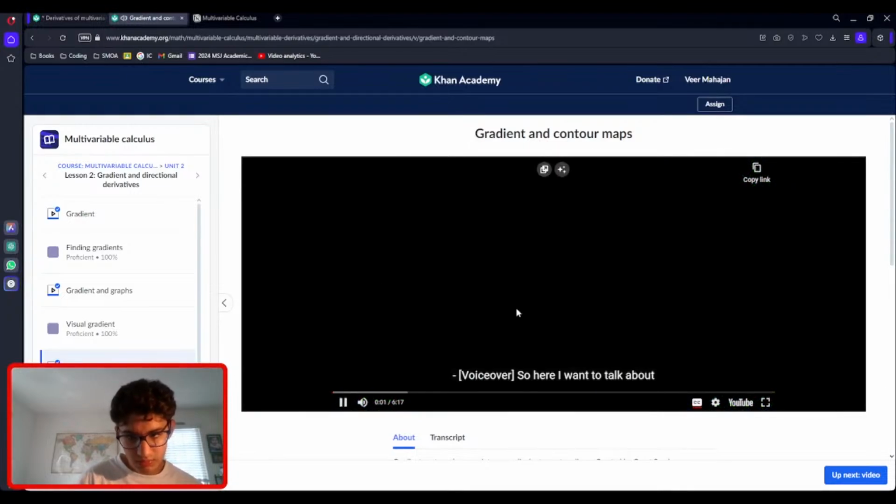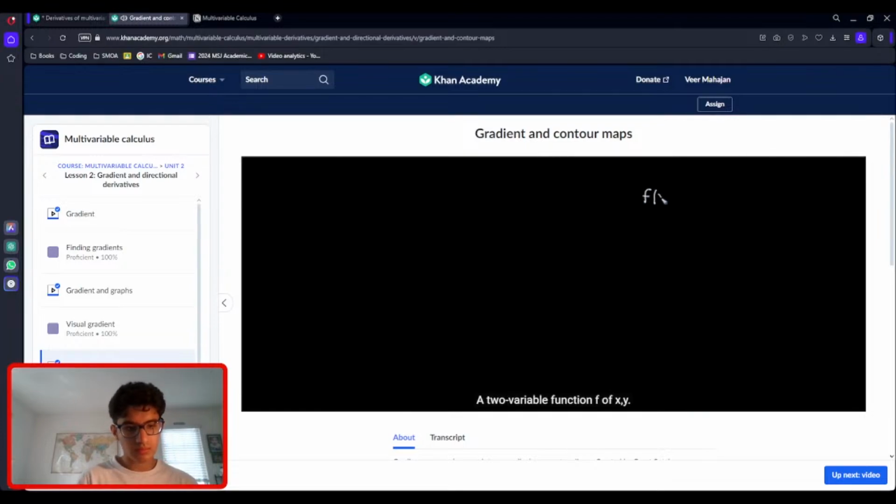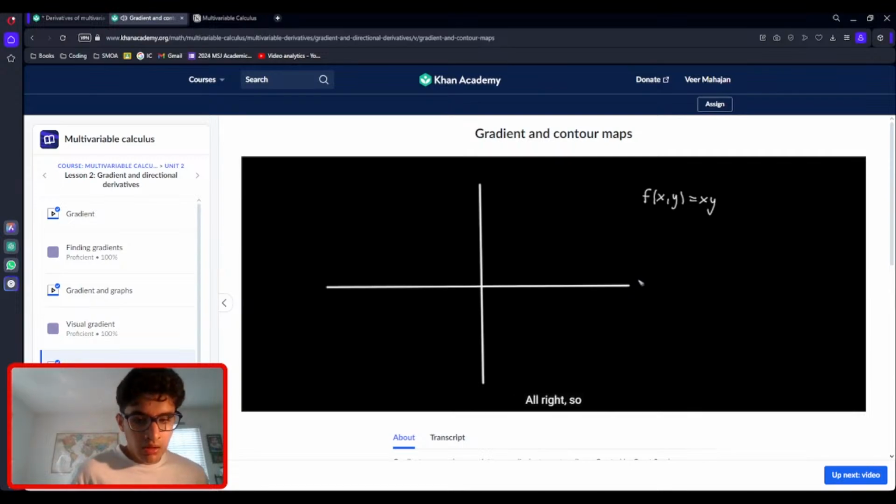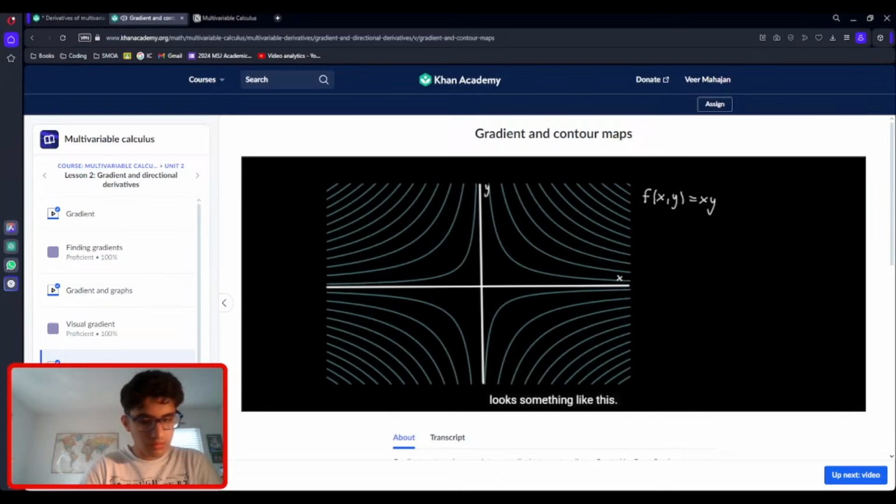So here I want to talk about the gradient in the context of a contour map. Let's say we have a two-variable function, f of x, y, and this one is just going to equal x times y. We can visualize this with the contour map on the xy plane. I'll draw my y-axis and my x-axis. This represents x values, this represents y values, and this is entirely the input space. And I have a video on contour maps if you are unfamiliar with them.